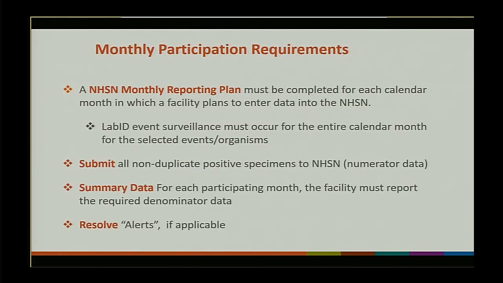So remember we talked about the monthly participation requirements. Well, the first thing you have to do is that NHSN monthly reporting plan, right? That plan has to be in place for every calendar month that you would like to submit data to NHSN. The surveillance must occur for the entire calendar month as well, again, for the facility-wide. You're going to submit all non-duplicate positive specimens to NHSN. And then at the end of each month, you'll submit that summary data, which is your denominator data, and then you're going to resolve alerts. So these are the requirements to participate in this module, and I'm going to go over how to do each of these requirements for you.